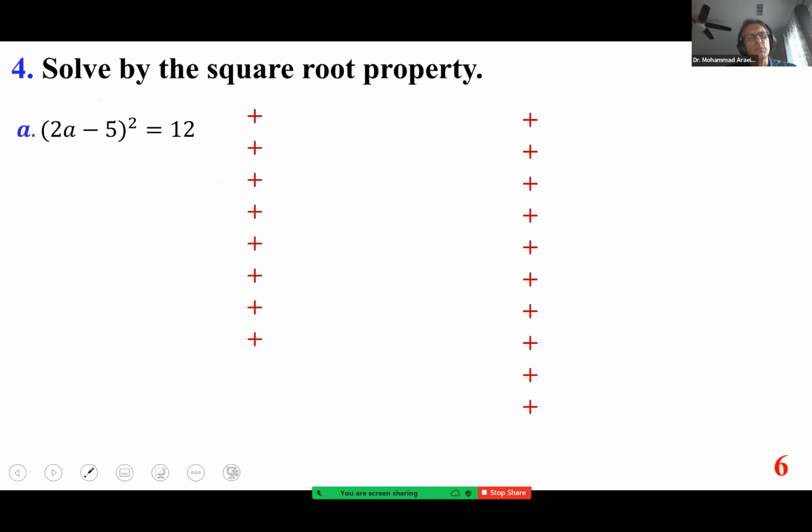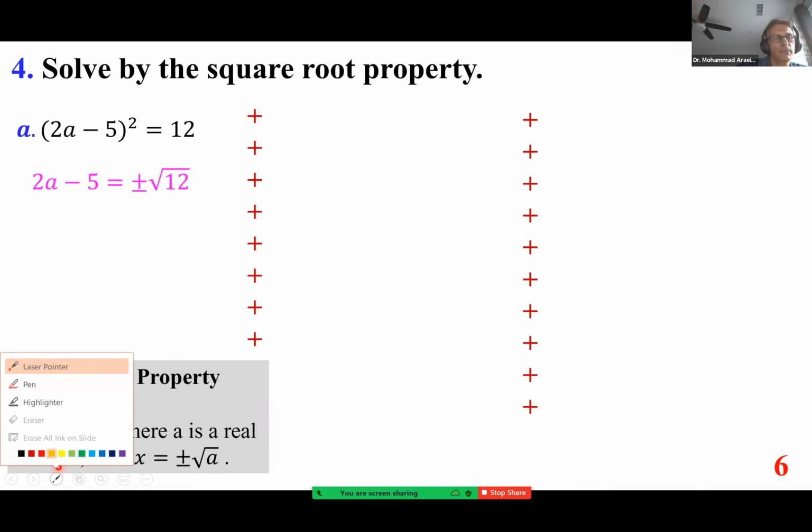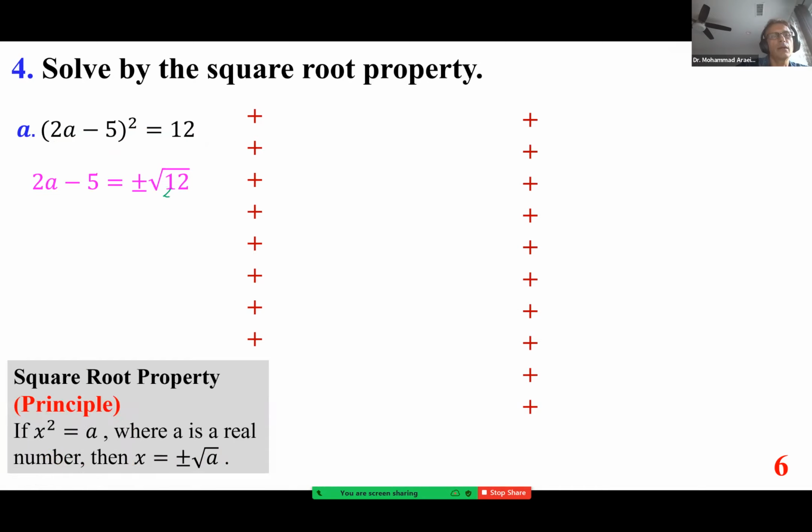Solved by the square root property. Even if they didn't say that, we should know the property, and that's the fastest and easiest way. The square root property basically says if x squared is a, x is plus minus square root of a. So if I take a square root of this, this comes out as 2a minus 5, and this is plus minus square root of 12. Twelve is the same as 4 times 3. 4 comes out as 2. Divide both sides by 2, and you're done.